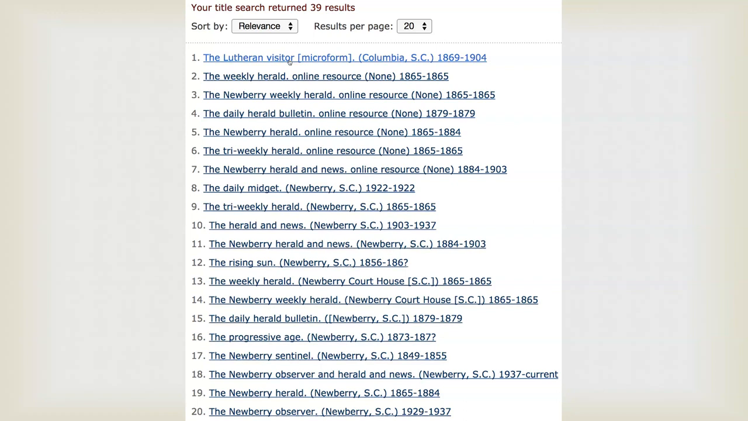I'm interested in particular in the Newberry Herald and News. I see that it was published between 1884 and 1903. That's a really good period, again, because we have that gap in the census records between 1880 and 1900. And so I'm really eager to find any coverage of my family that may have been living in Newberry during that time period.